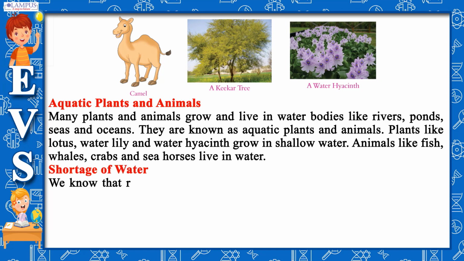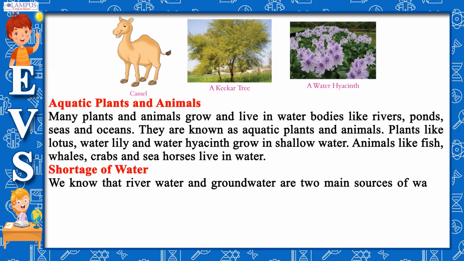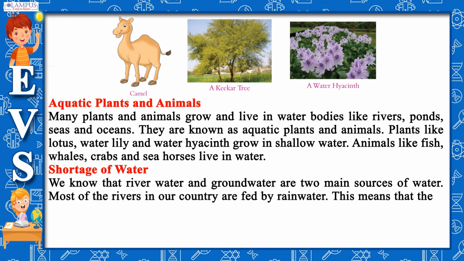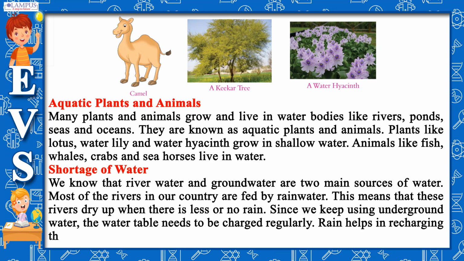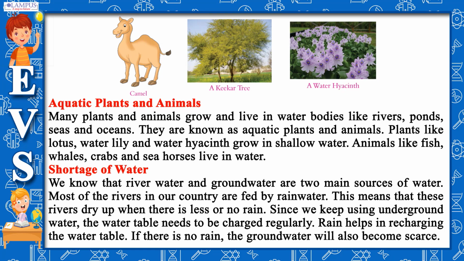A water hyacinth. Shortage of water. We know that river water and groundwater are two main sources of water. Most of the rivers in our country are fed by rainwater. This means that these rivers dry up when there is less or no rain. Since we keep using underground water, the water table needs to be charged regularly. Rain helps in recharging the water table. If there is no rain, the groundwater will also become scarce.